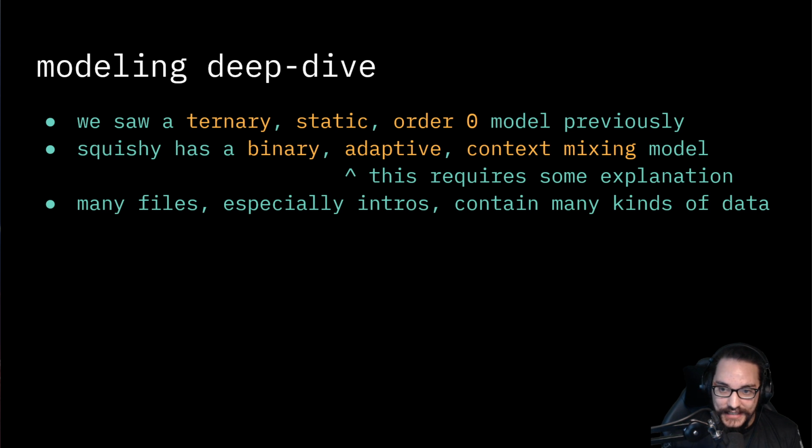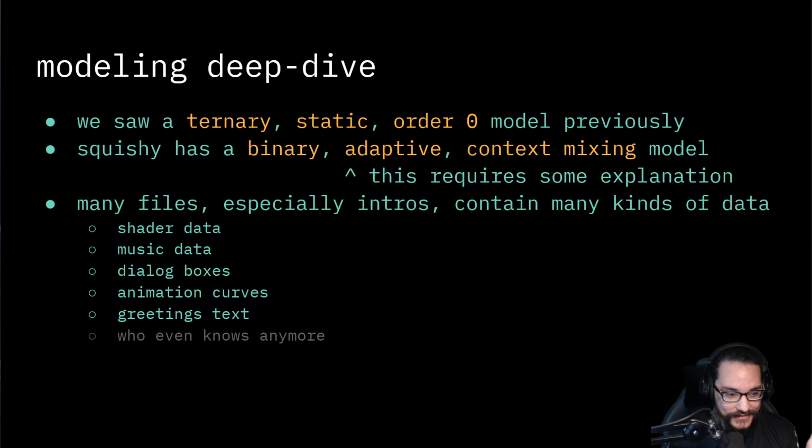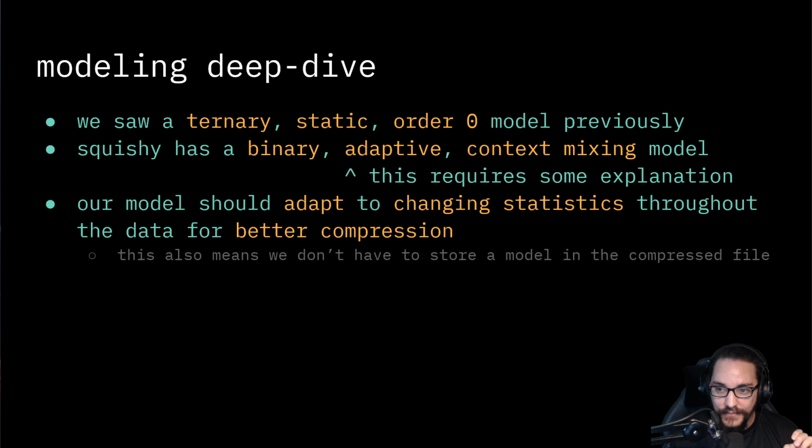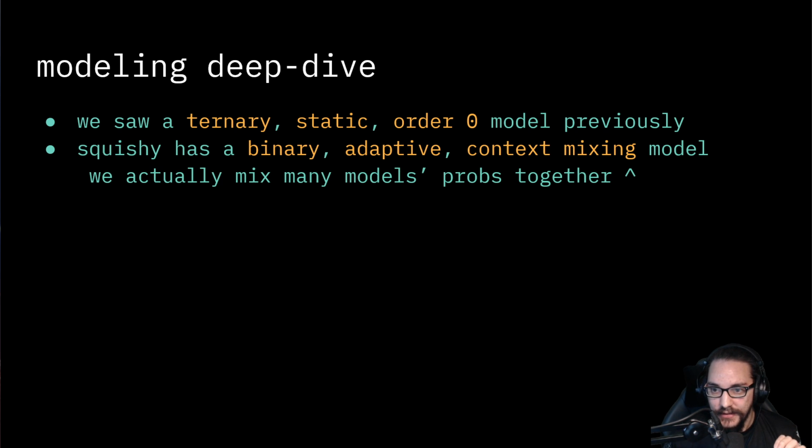Many files, again, especially intros, can contain all kinds of different data. As we're going through the stream of bits, we're going to see some music data, some shader data, all kinds of stuff. Our model should be able to adapt to the fact that statistics of these different kinds of data change throughout the data, and then we'll achieve better compression. And there are some other advantages too, but that's the most important part.